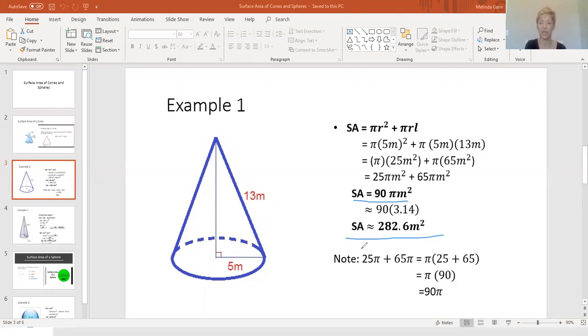And then down here, I kind of show you what I'm talking about, like we did before. You can think about it like when you took algebra, when you factored things out. I could factor out a pi, and that would leave me this parenthesis first, and 25 plus 65 is 90. So that's why 25 pi plus 65 pi is 90 pi.